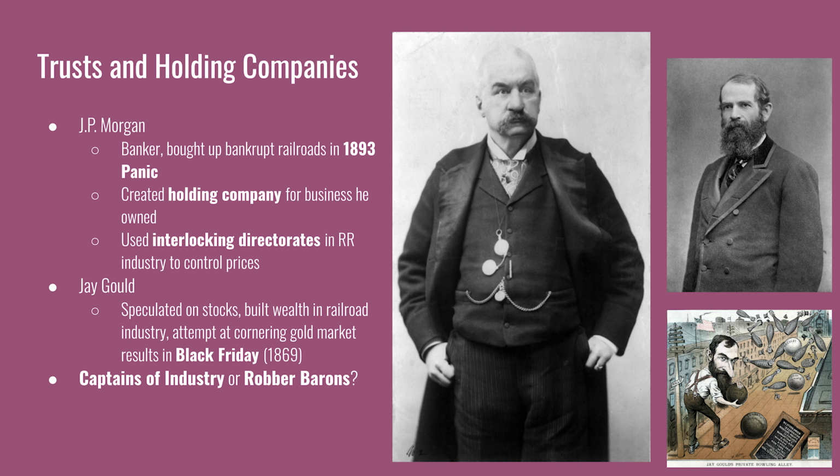J.P. Morgan was a banker, but his holdings were a lot more diverse. He bought up bankrupt railroads after the 1893 panic, and he consolidated those railroads. They became very profitable for him because he had his hands in about every industry that you can imagine. He created what's called a holding company.